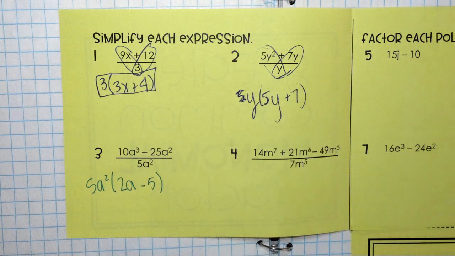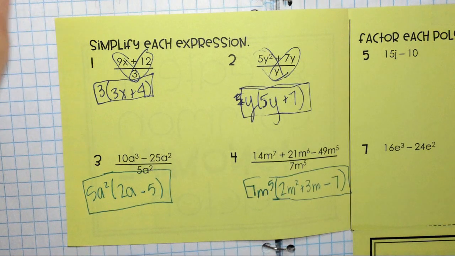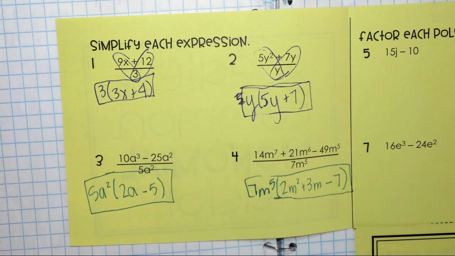Are you going to divide all the terms on that one or just one of the terms? All of them. Alright, I got 7m to the 5th times 2m squared plus 3m minus 7. Did we get it right? Yay, take a point.